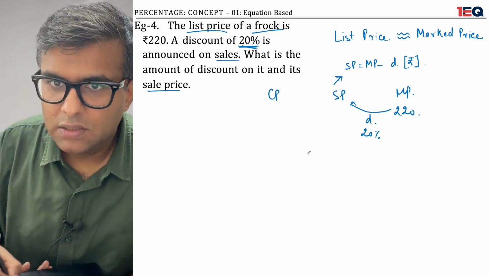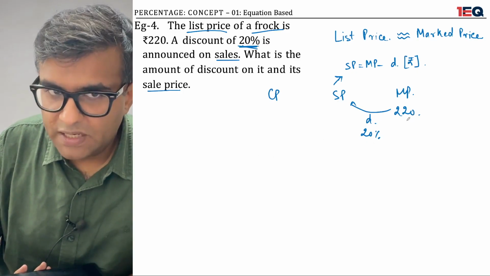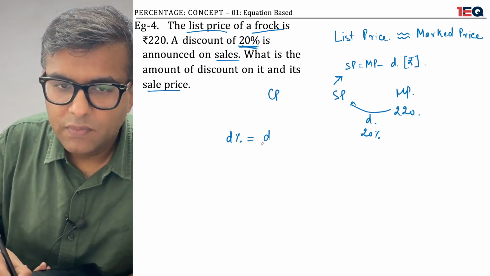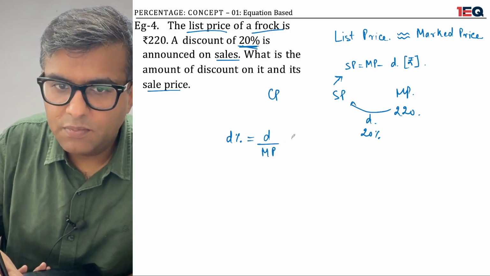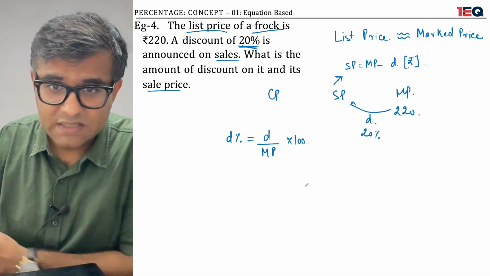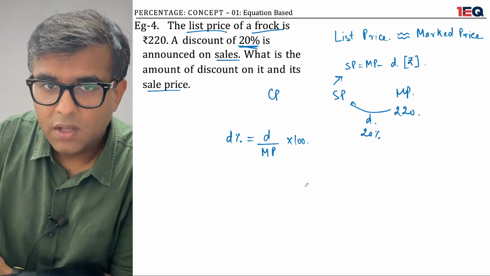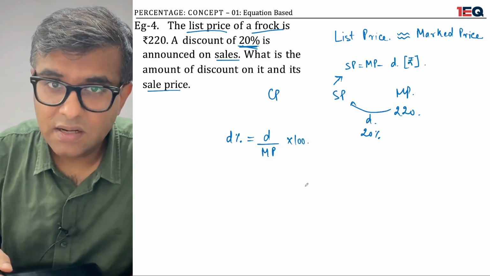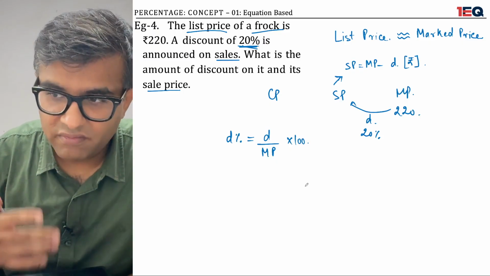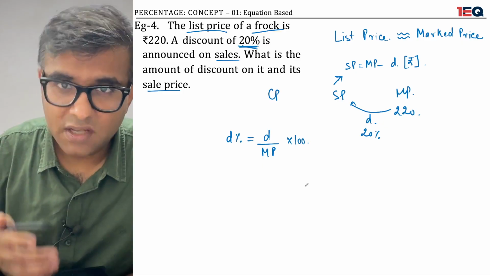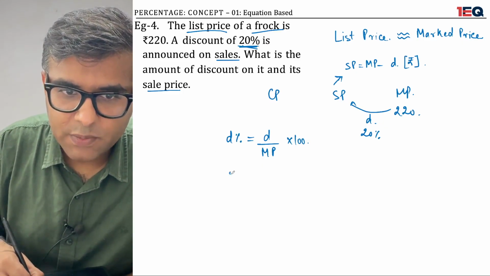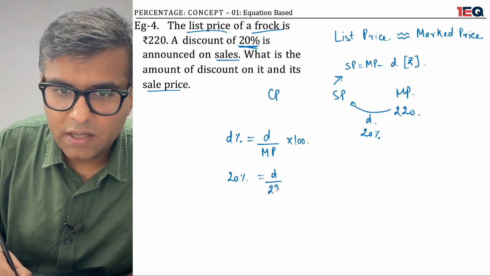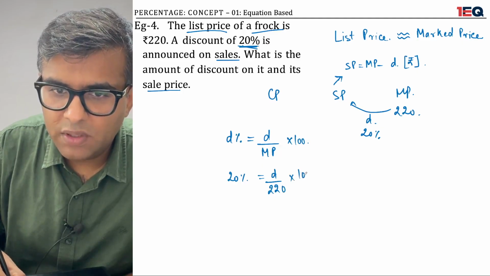The discount percentage is 20%, and whenever the discount percentage needs to be converted to discount, we have discount upon MP into 100. I'm using the formulas for those students who don't understand where things are coming from. And trust me, there is no harm in being that student who doesn't understand where the quantities are coming from. Even if you work with formulas, you will still clear the examination. Remember that. So D percent is 20%, divided by the discount, which we are looking for, divided by 220. Whatever I'm doing is all written over here.